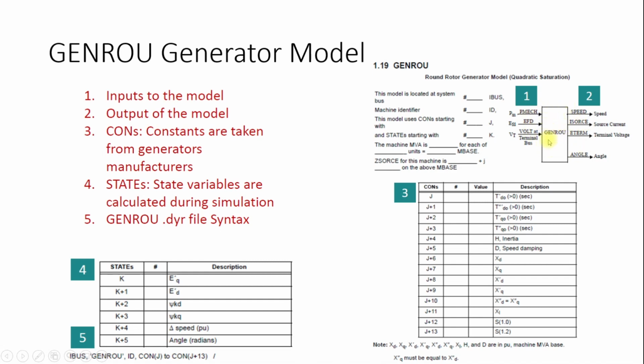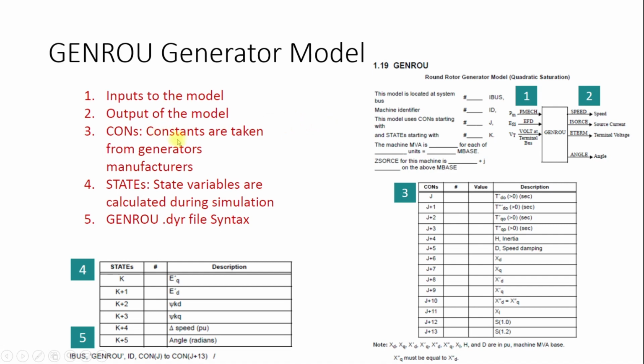If we assume this GENROU model or PSSE model to be a black box, within this black box, what is going to happen? We are going to have some inputs and we are going to get some output from this model. The inputs to this model are the P mechanical, which is going to come from the governor, field voltage, which is going to come from the exciter, and the terminal voltage, which will be available from the generator bus where this generator is connected. With these inputs, the GENROU model is going to perform some calculations, and on the output side it is going to provide me with the speed of the generator, the source current, the terminal voltage, and the angle of the generator. So these are the inputs and outputs of this model.